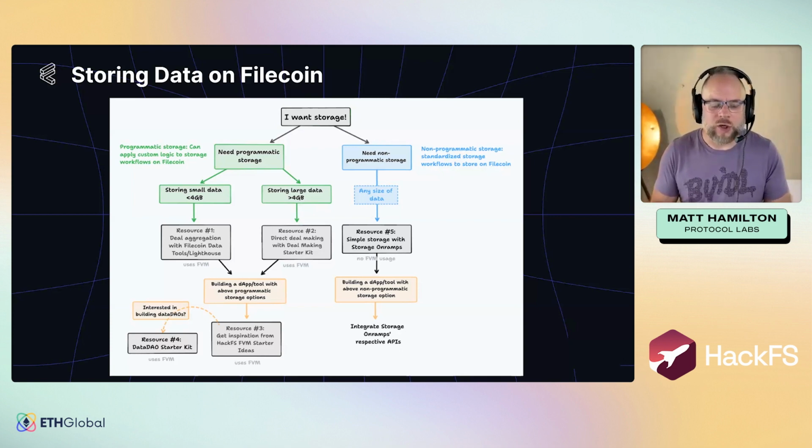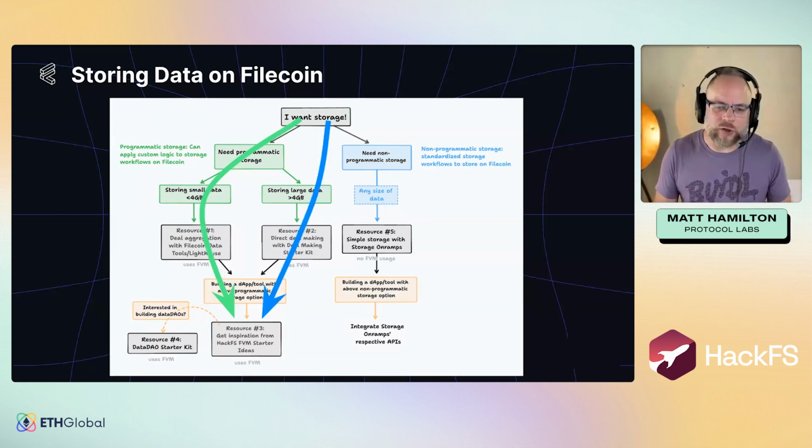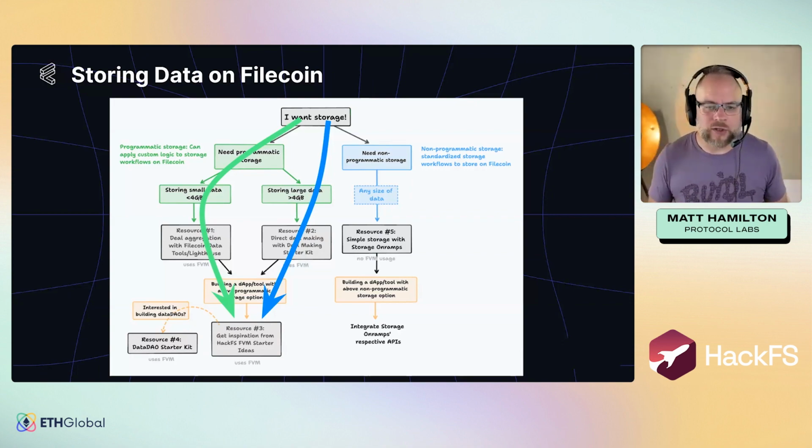So if you're using a small amount of data, then you'd want to go via an aggregation service. So I'm going to talk about Filecoin Data Tools here, which is one of the aggregation services in the system. And I'm going to talk about direct deal making. So we're going to look at storing small data, and we're going to look at storing large data and how you can go through these two areas from this flowchart.